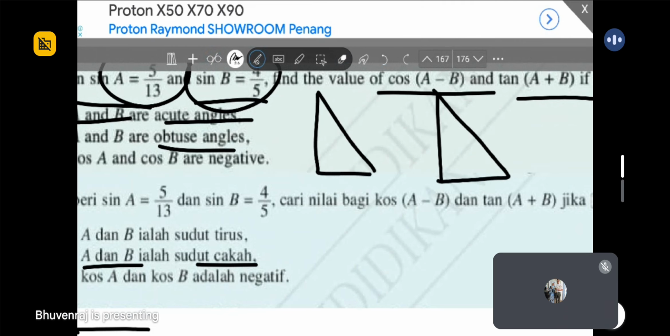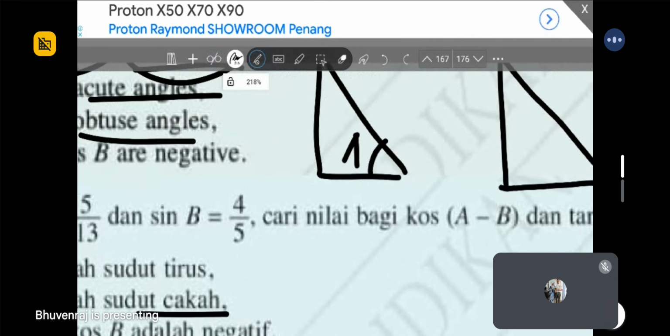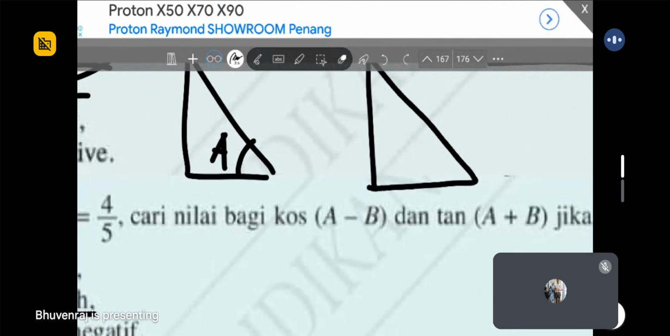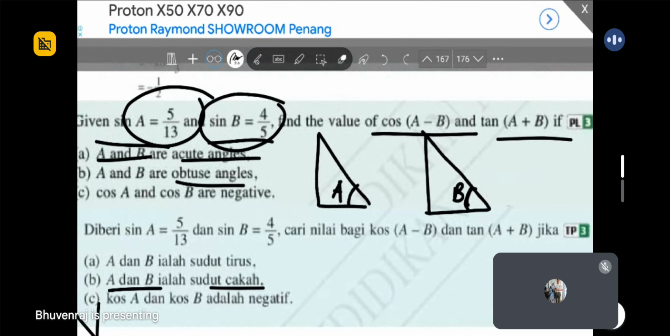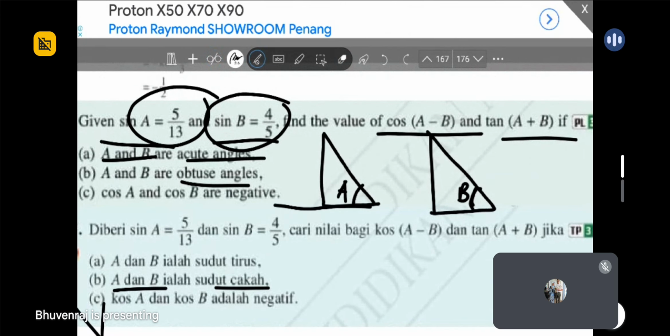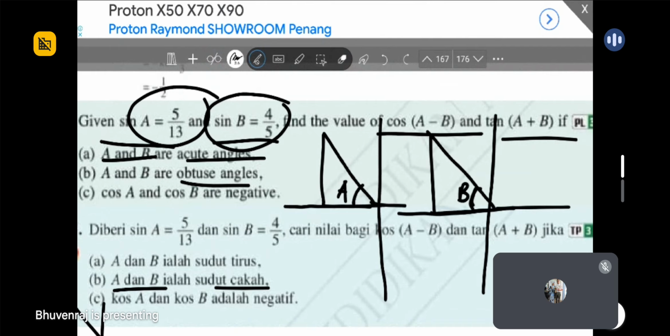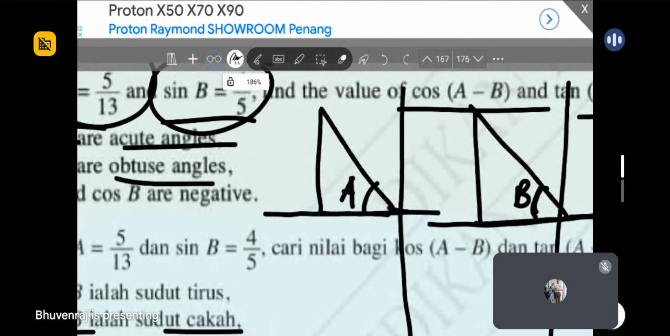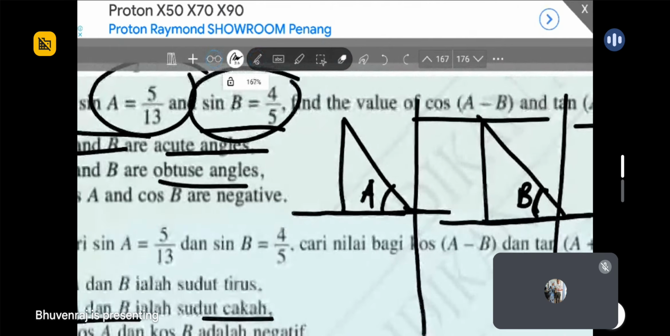So you just need to label, guys. A and then B. Same concept, fill in the information. But you need to remember this is on the negative side of the x-axis. Your triangle is like this now, guys. Segitiga macam ni. This is your x-axis, so this side over here is negative. Kat sini is a negative value. Nilai negative.